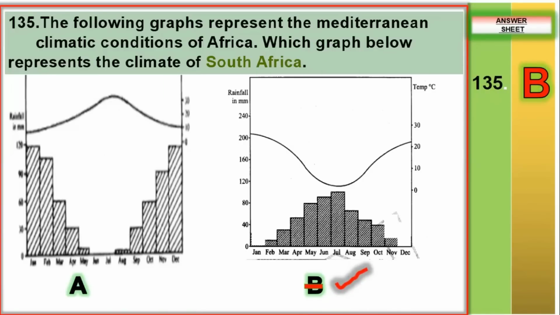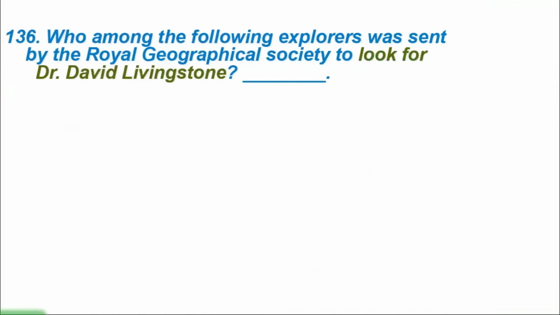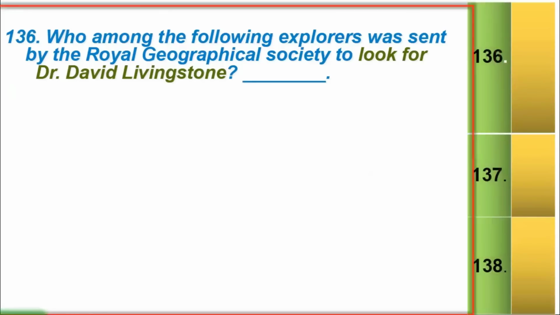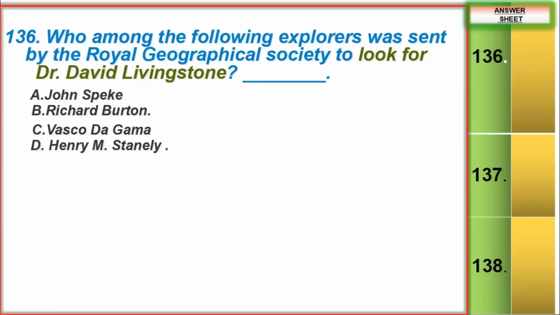Question 136. Who among the following explorers was sent by the Royal Geographical Society to look for Dr. David Livingstone? We are given the choices here: John Speke, Richard Burton, Vasco da Gama, Henry Morton Stanley. The correct answer should be Henry Morton Stanley.